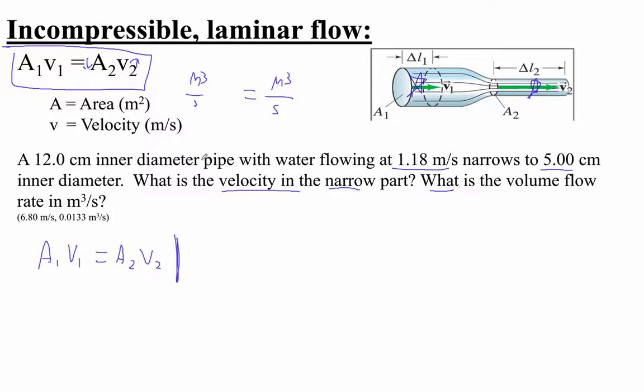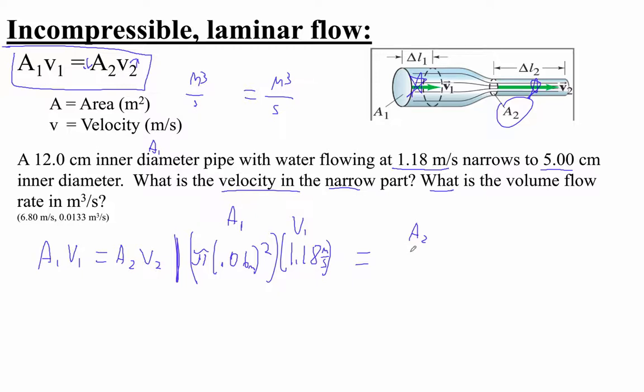So, inner diameter pipe. Our first area, I'll call this area 1, is going to be pi times 0.06 squared. I'm just using pi r squared, that's the cross-sectional area. And it's flowing at 1.18, that's V1, meters per second. This is meters. That equals, okay, so it narrows to 5 centimeters. So area 2 is going to be pi times 0.025. And again, this is 5 over 2 divided by 100. By the way, you can get away with forgetting that sometimes. And then we're going to go V2.